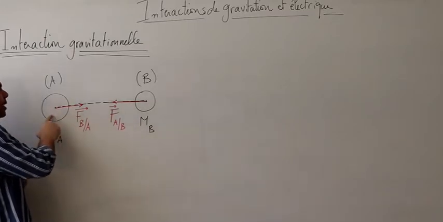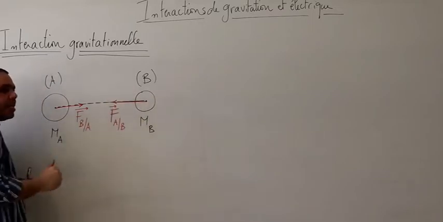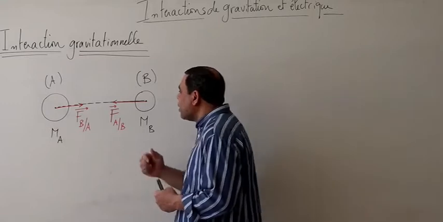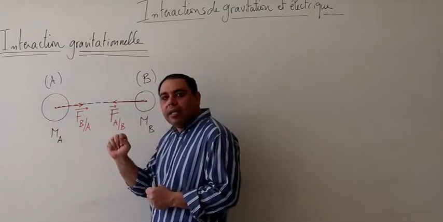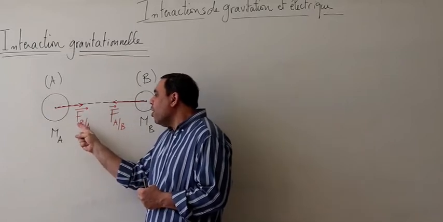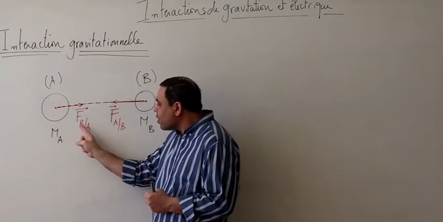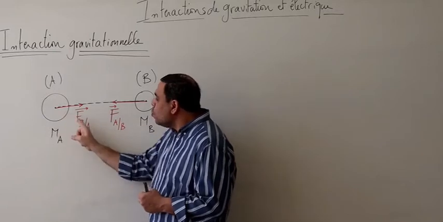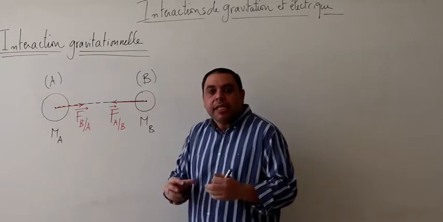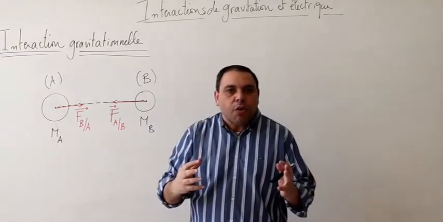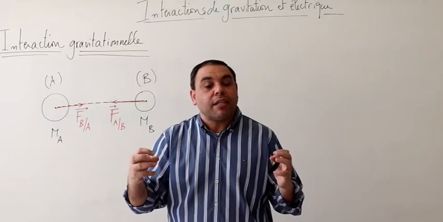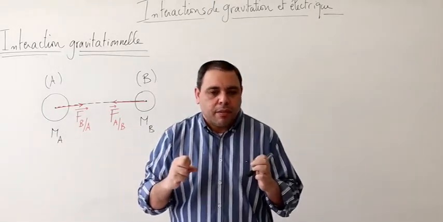The force exerted by A on B is denoted Fa on B. This is the first attraction. Also, B exerts a force on A. B attracts A by a force exerted by B on A. This is the second interaction. Hence, all bodies exert on one another a force of attraction.